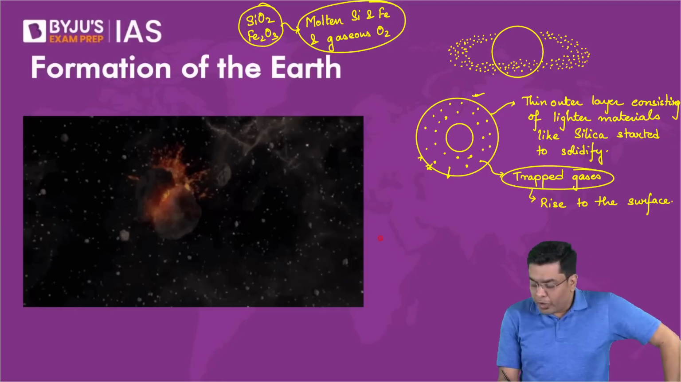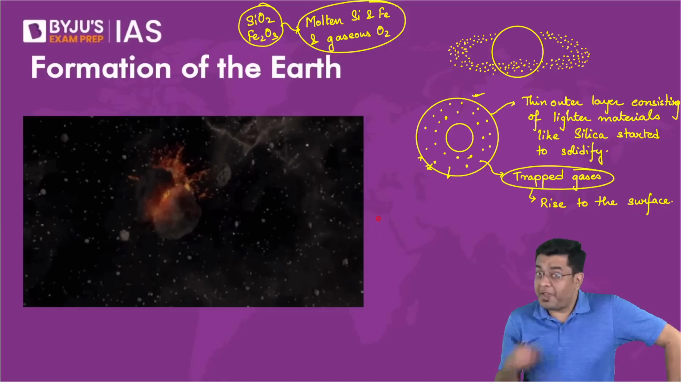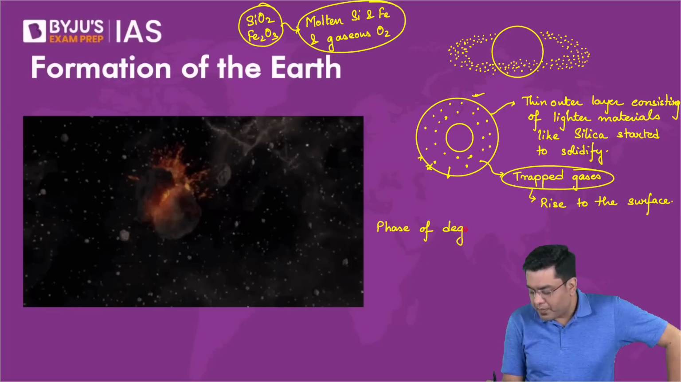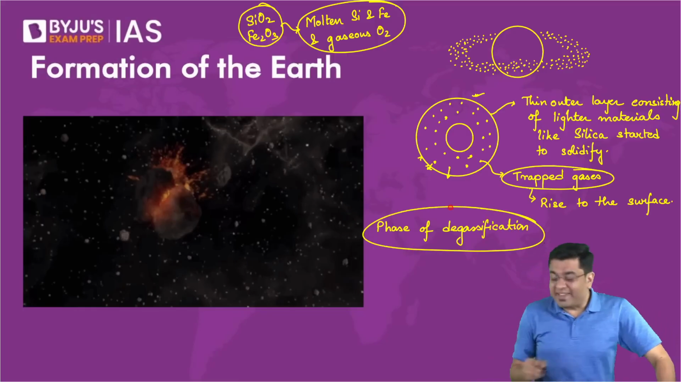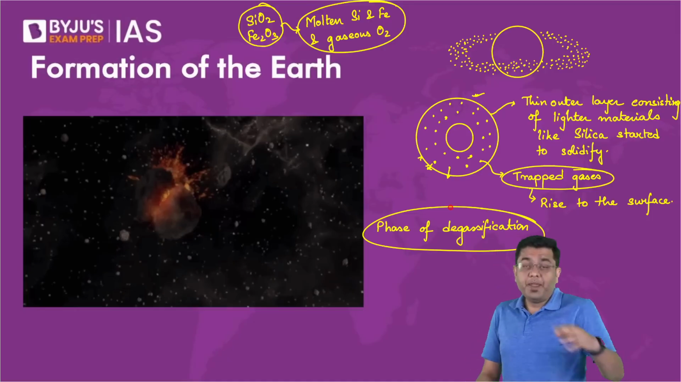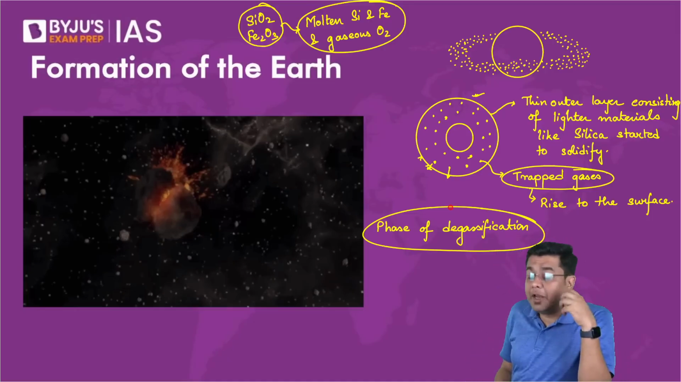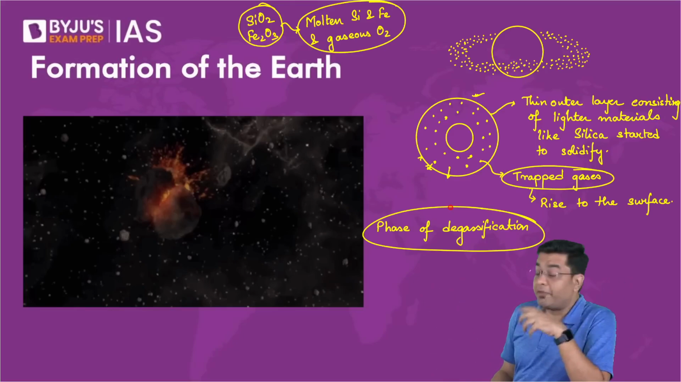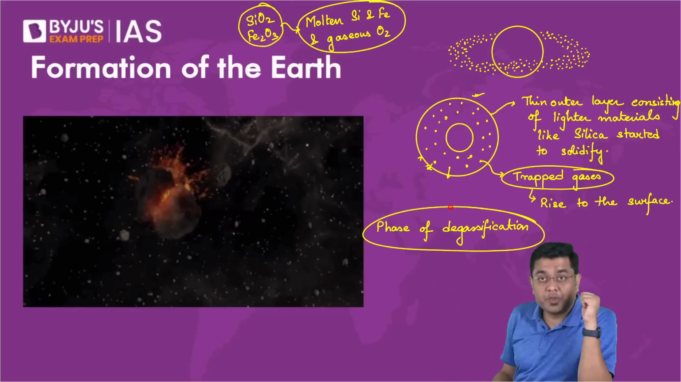This is what is referred to, in the phase of evolution of the planet Earth, as the phase of degasification. When we say the phase of degasification, that is basically that phase where a lot of molten materials, along with the gases, would simply exit the interior of the planet. That would bring about a huge amount of volcanic eruptions.